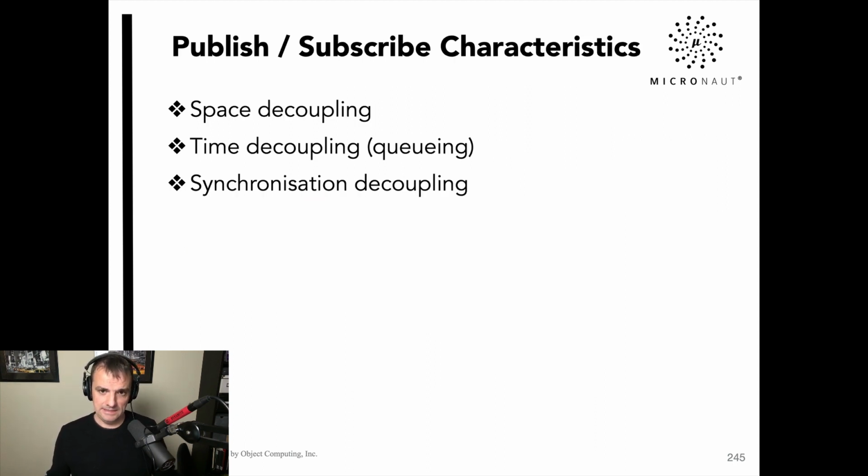The publish and subscribe characteristics of this pattern is space decoupled. You can have sensors which publish into the same MQTT broker, which are in completely different spaces. It's time decoupled. You can publish and consume the event at a different time, and it's not synchronized. So it has synchronization decoupling as well.